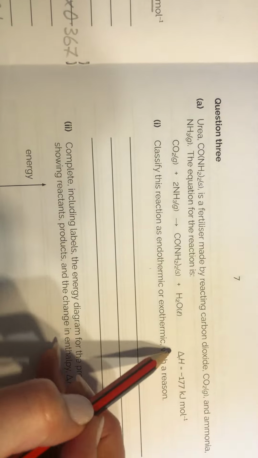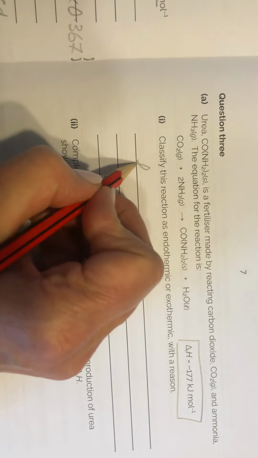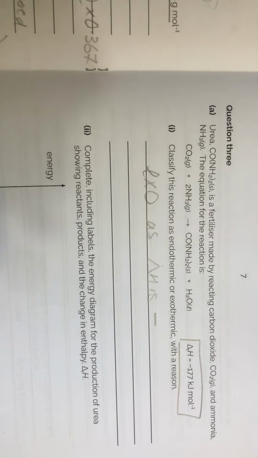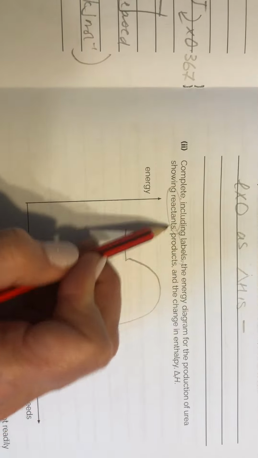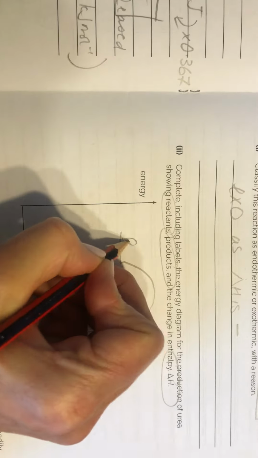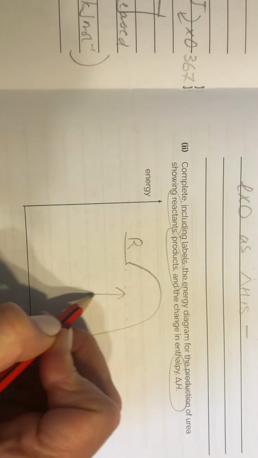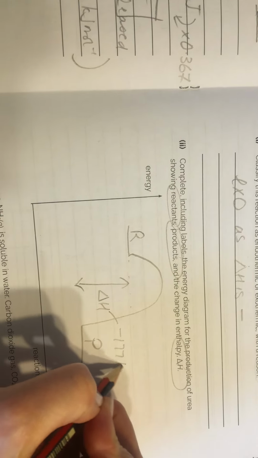Okay, last question, question 3. This one should have been quite straightforward, exo or endo. We've got a delta H negative, so I'm going to go exo as delta H is negative. Literally, that's all we need there. And I know because it's exothermic, the shape of my graph is going to be releasing energy. I have to show reactants, products, and delta H. Reactants, products, obviously turns from reactants to products. And the difference between the two is our delta H. Want to get more specific? I can put that number in, negative 177.